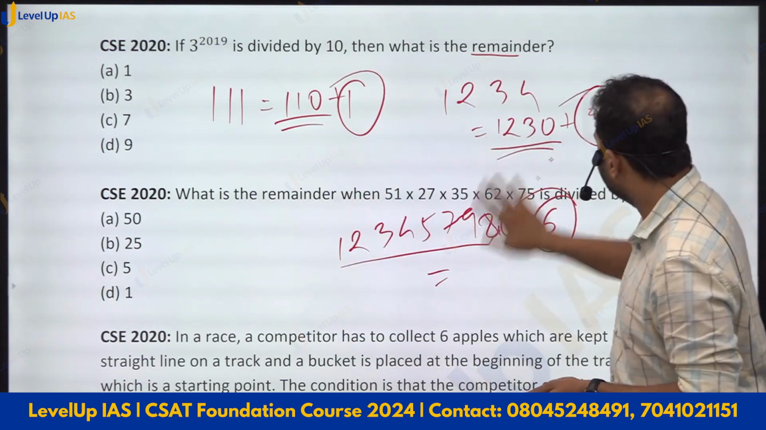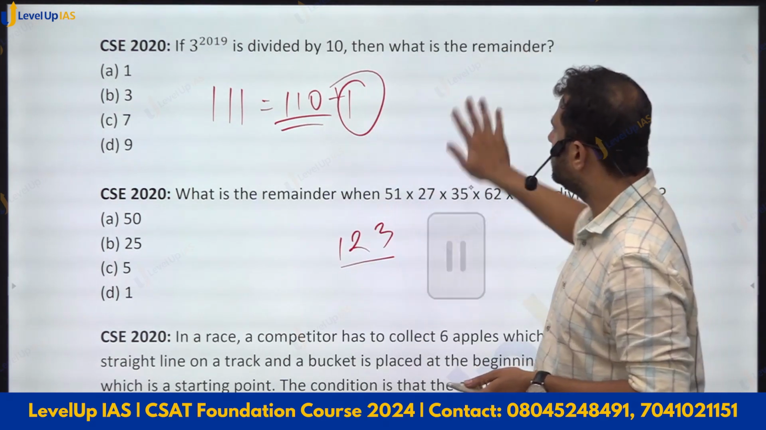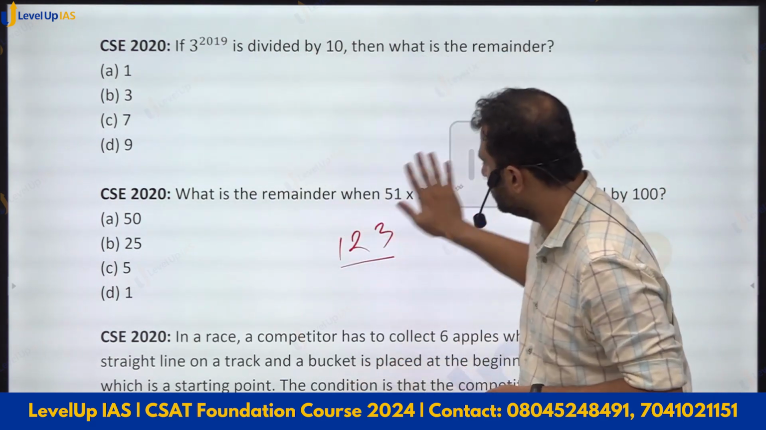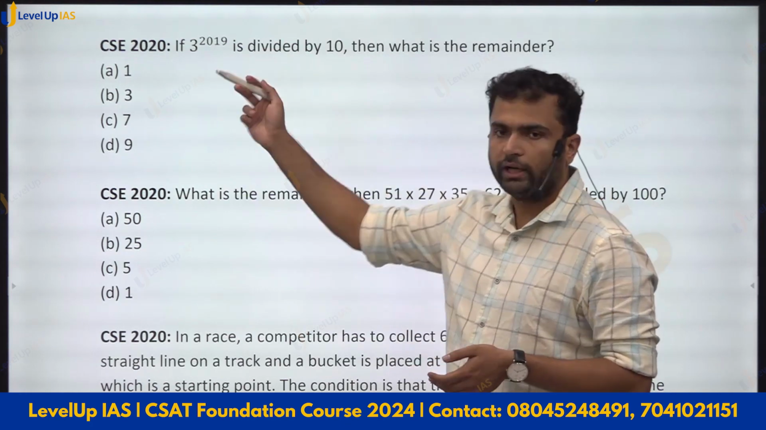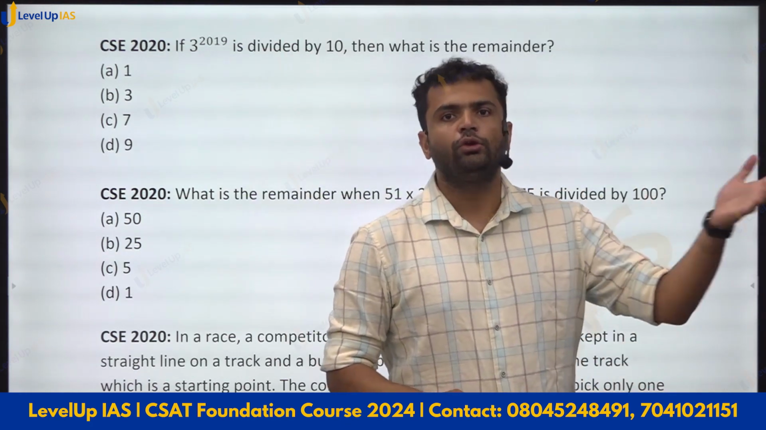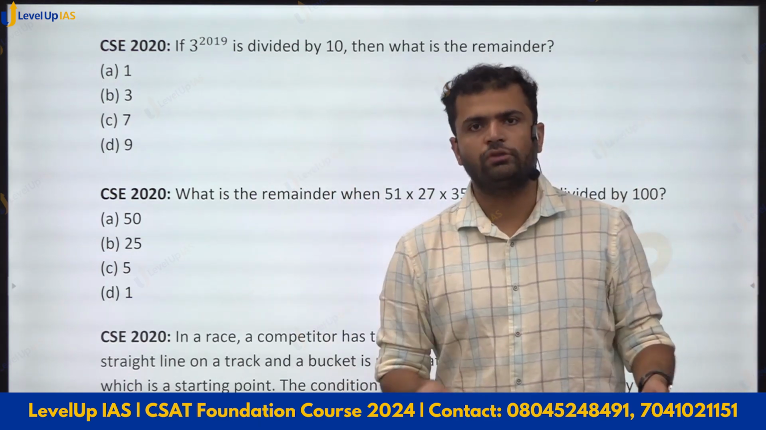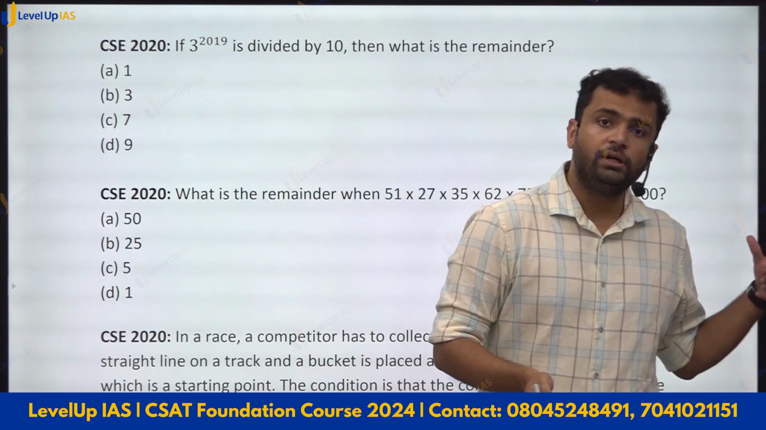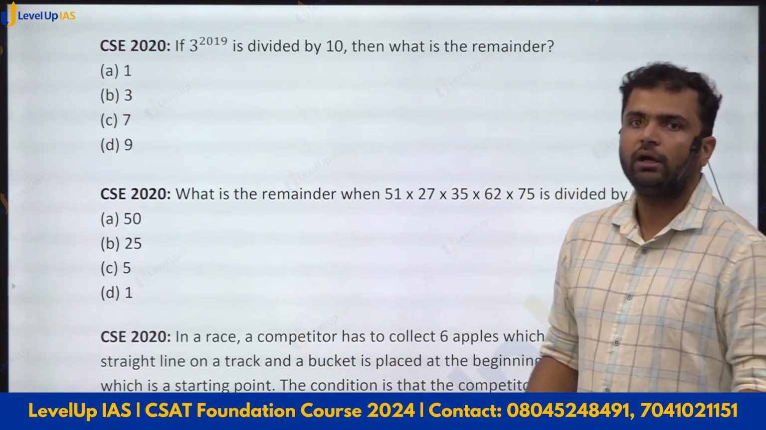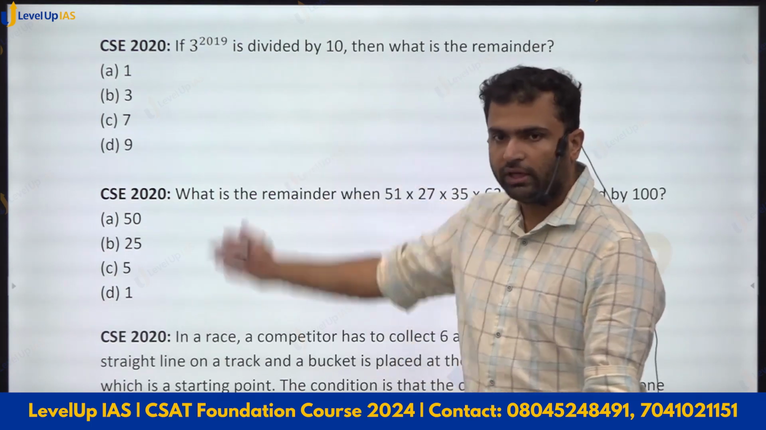So whenever we divide any number by 10, whatever digit we have at the units place is the remainder, right? When we divide any number by 10, the digit at the units place is the remainder. So the question indirectly is asking us to find out what is the digit at the units place. We have done this kind of question for power of 2, now we will do it for power of 3.